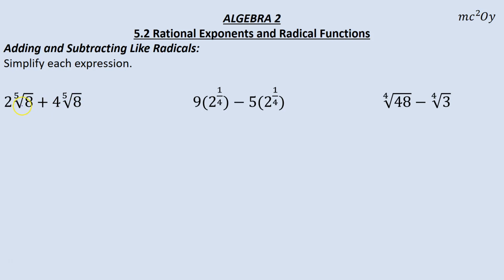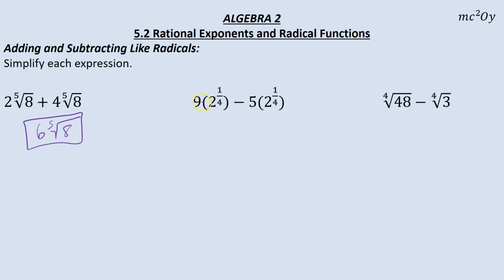So I'm counting fifth roots of 8. I have 2 fifth roots of 8 and 4 fifth roots of 8. So 2 plus 4, that means I have a grand total of 6 fifth roots of 8. I have 6 of them total. I can't take the fifth root of 8, so I can't simplify it, so I'm done.